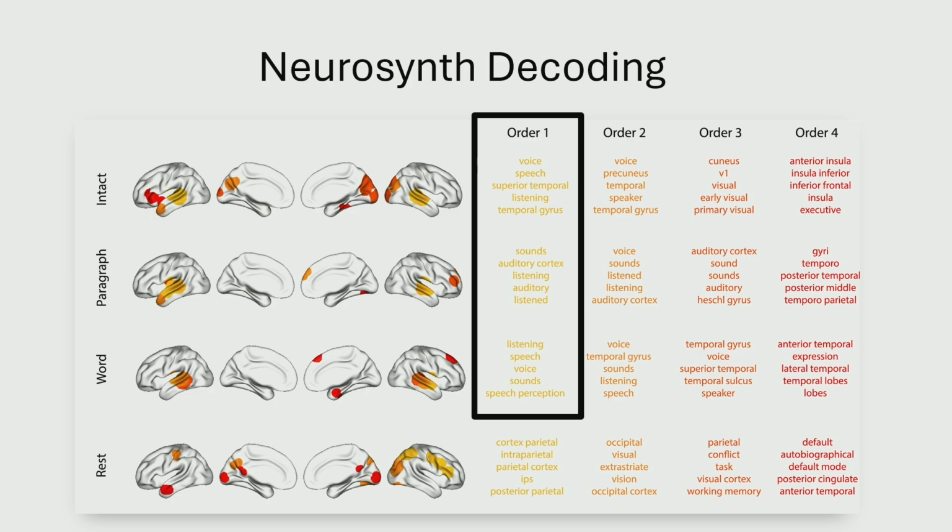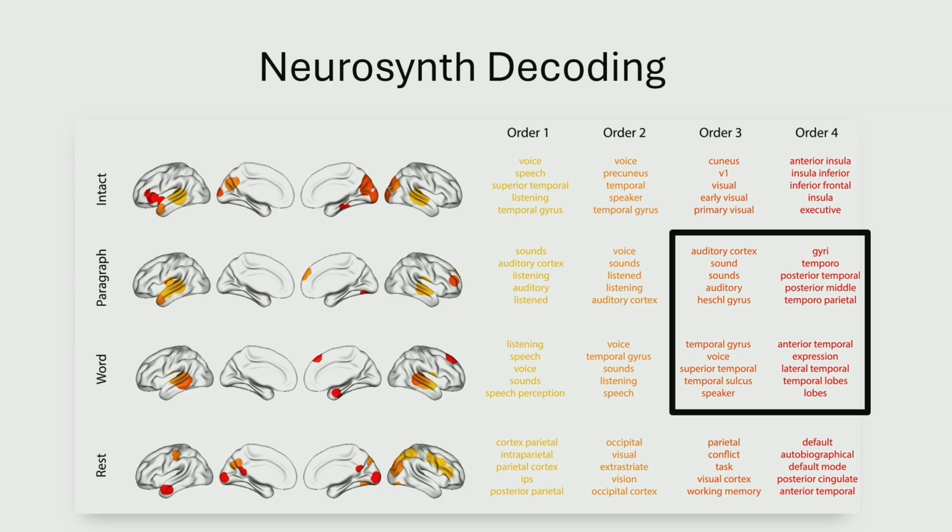As you can see, these processes are all kind of similar across the fidelity of the story. It kind of suggests maybe that regardless of listening condition, intact paragraph or word, the things to do with low auditory sounds and auditory cortex in speech are going to be most used as we're trying to understand and take in what we're listening to.